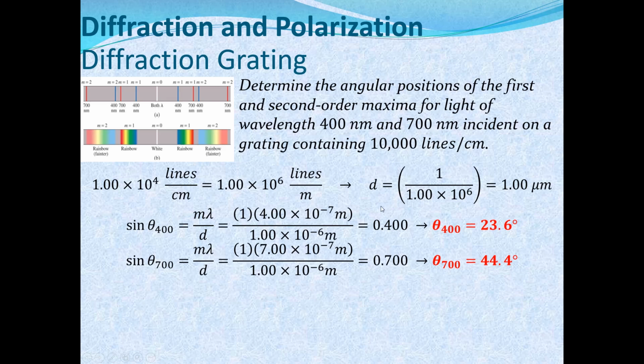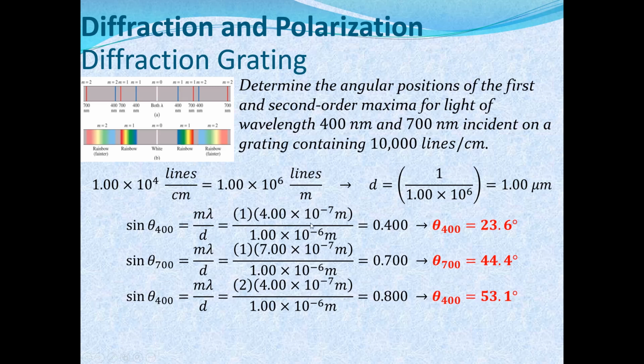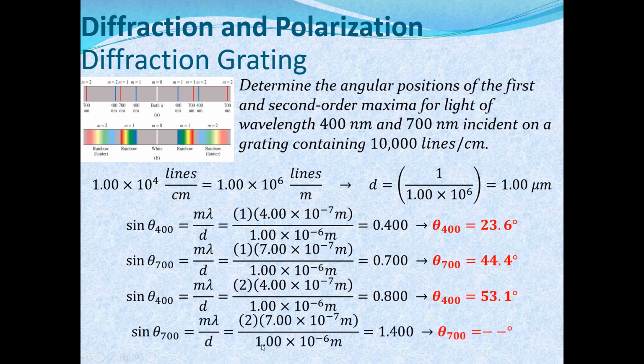And they want the second order, so I do the same thing. The second order for the blue light is going to occur at 53 degrees. And it turns out that the second order, even though it shows it on the screen, does not occur. So these lines are not enough to get us a second order red line. That's something we're going to actually talk about later.